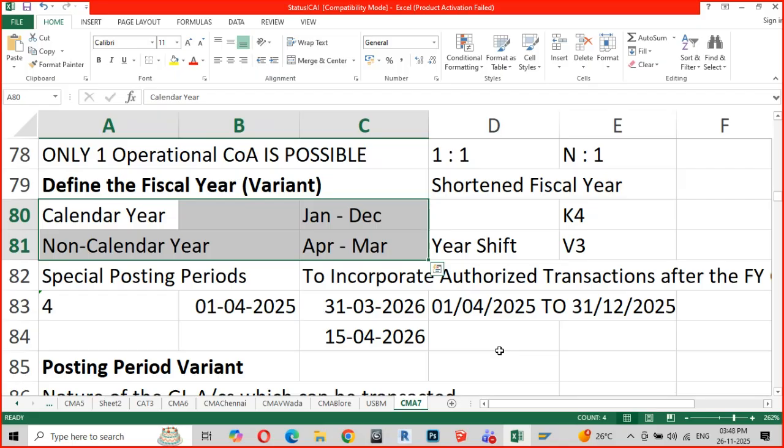Same thing applies to the other components also. It is not only with respect to the fiscal year variant, but the other standard components can also be made use of.